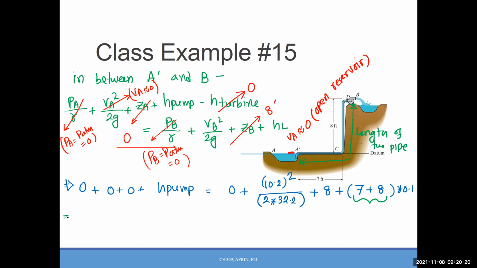What we will do now is calculate the h pump, and we will see how that value differs from 8 feet, because from this image we can see the pump is actually lifting water 8 feet, right? So we need to calculate what is the energy this pump is giving. So that's what we will see here. Yes.